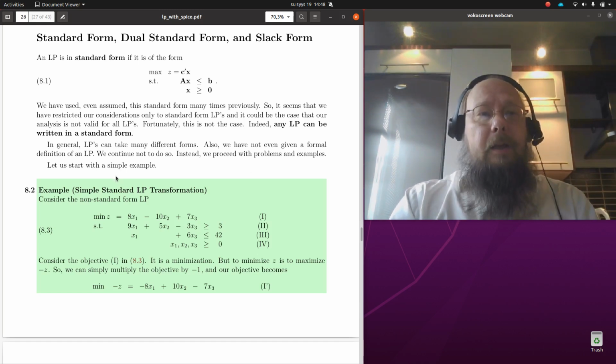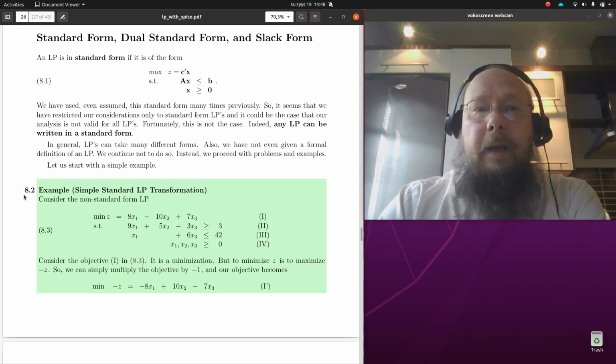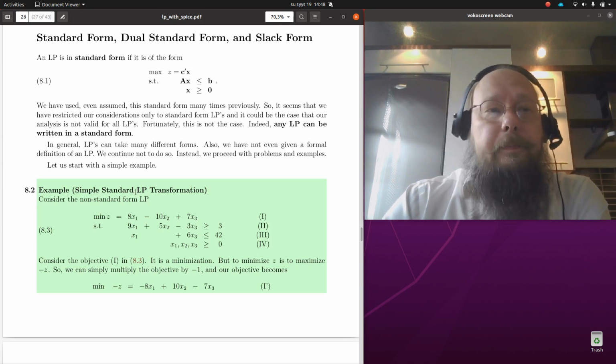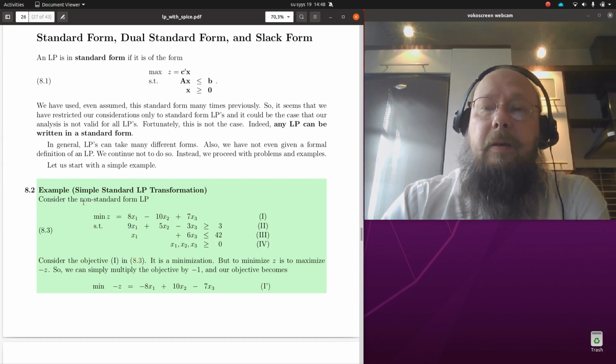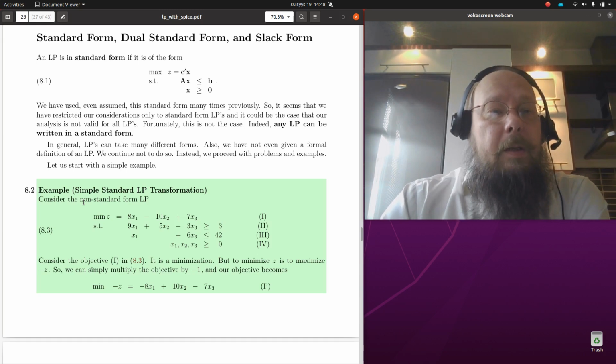To start this, let us start with what I call a simple example. So this is a relatively simple LP that is not in the standard form. This is example 8.2, which I call simple standard LP transformation. So what do we have here? Let us not have any nice story about where this LP comes from. It just comes from somewhere. We are given an LP. So we consider the following non-standard form LP, which I call 8.3.